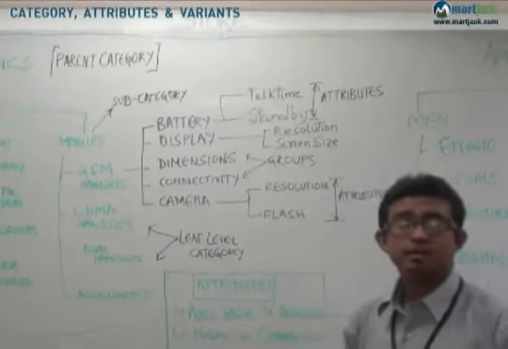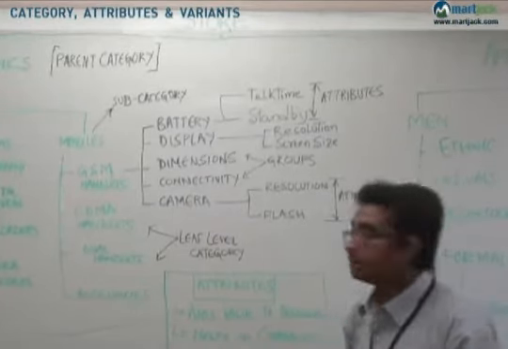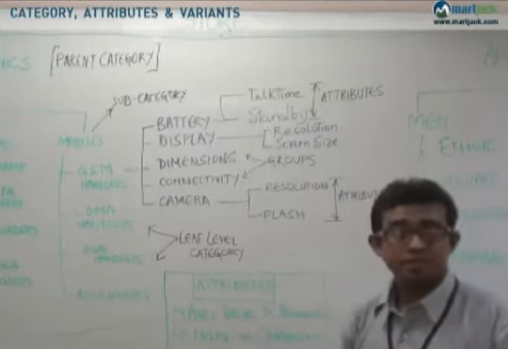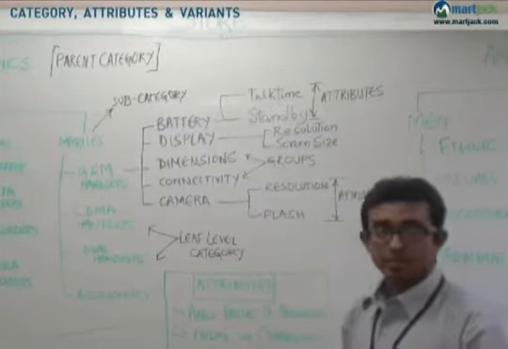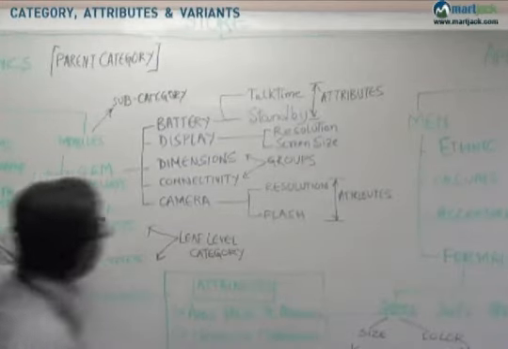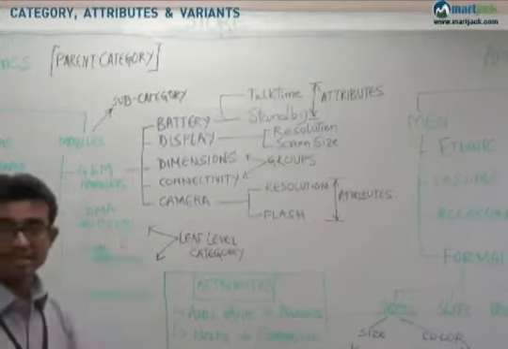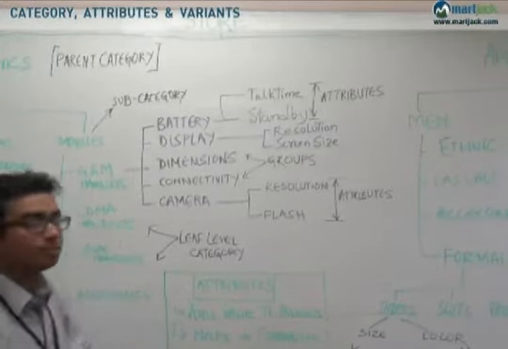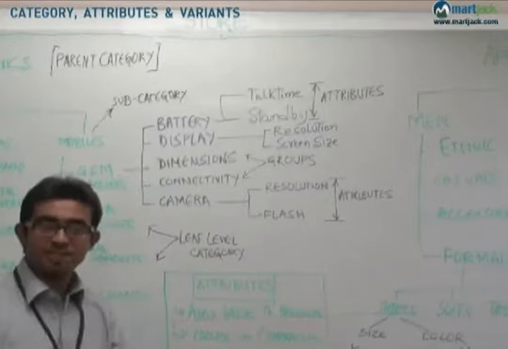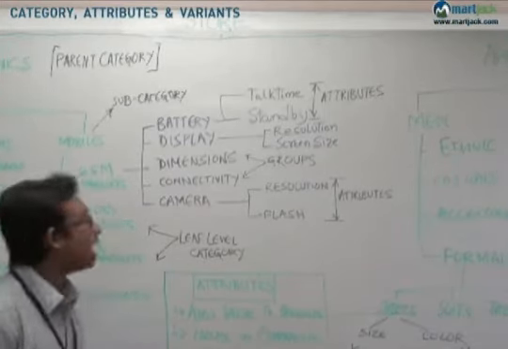Now let us go a little more deeper into category management and understand what attributes are. Attributes are the features or the product specifications. Let us understand this with the help of an example. Let's consider that the customer has gone to the store and wants to buy a GSM handset. Whenever a customer plans to buy something, he always would like to know what are the product specifications, what are the features of the product. That is where attributes come into action.